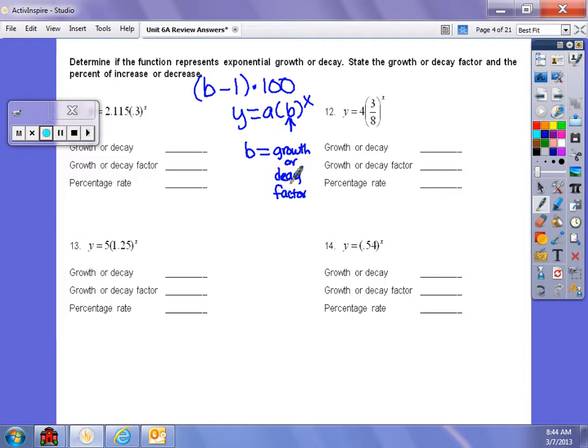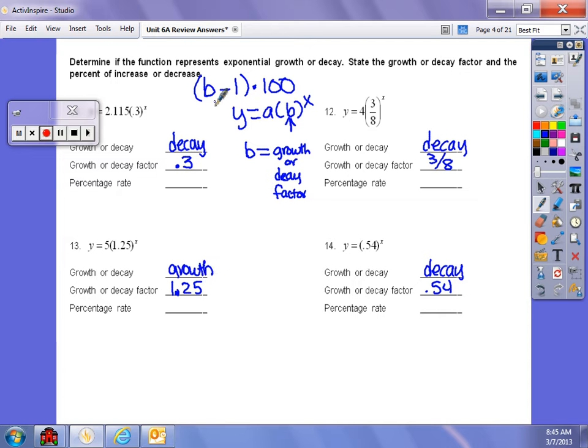So for instance, this says 0.3, so 0.3 would go here. For the next one, 1.25 would go there. 3/8 goes here, and 0.54 goes there. Get that out the way right away. If the number that you wrote in that second space is less than 1 or bigger than 0, it is a decay. So this is a decay, this is a decay, this is a decay. If your B value is greater than 1, it is a growth.